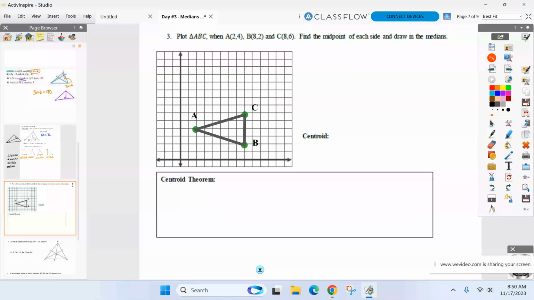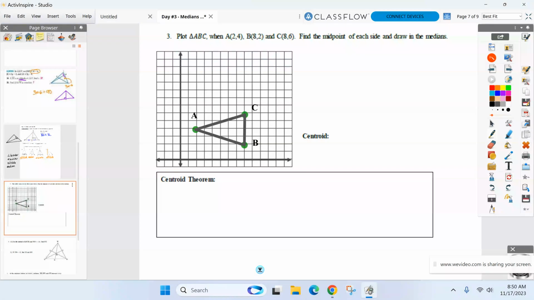All right, so here's what you're going to do in your group. Find the midpoint of each side. We just finished the cumulative quiz where you needed the midpoint formula. Find the midpoint of each side and draw in the median from the opposite vertex with a colored pencil. Your three medians should all be in different colors when you draw them.